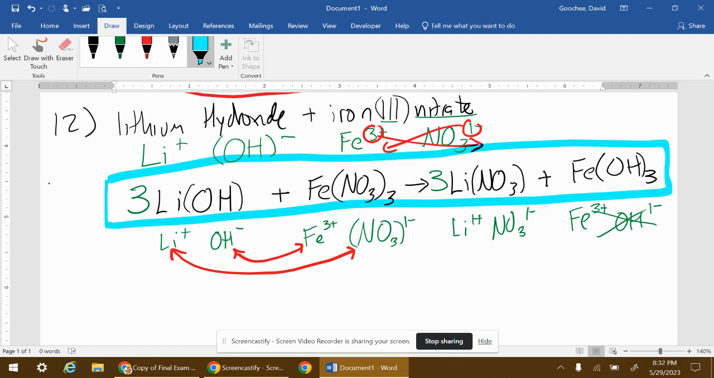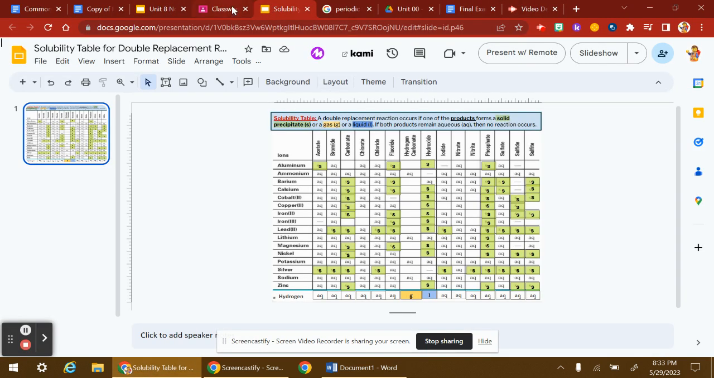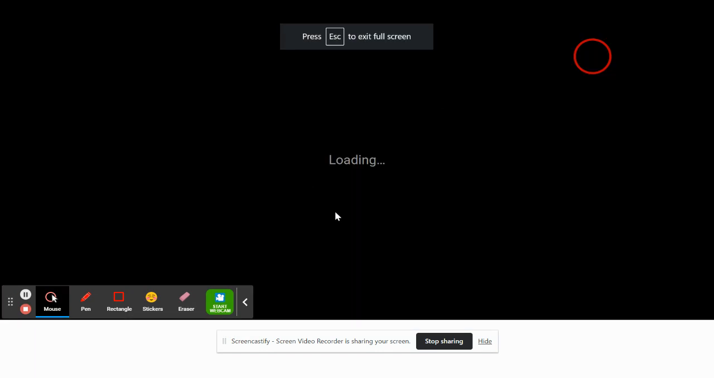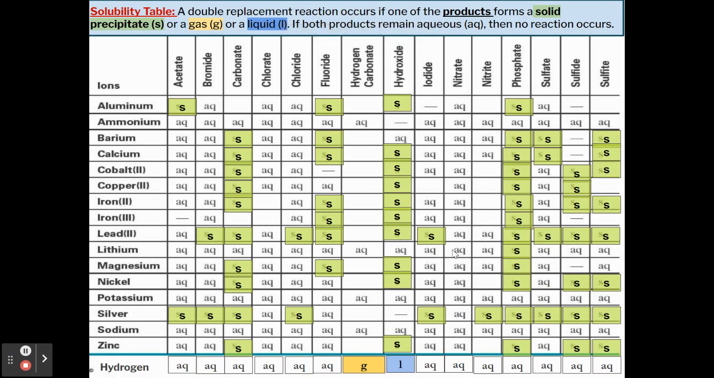Now, there is one thing that we have to keep in mind. This is a double replacement reaction. And so for this reaction to occur, one of these guys here needs to be a solid, liquid, or a gas. So once again, I'm going to go to the solubility table. And our products were lithium nitrate. So let's see here. Lithium. Well, aside from phosphate, lithium nitrate. Nope, does not form a solid, liquid, or gas. So that's not going to work.